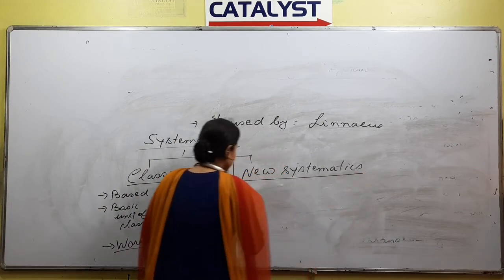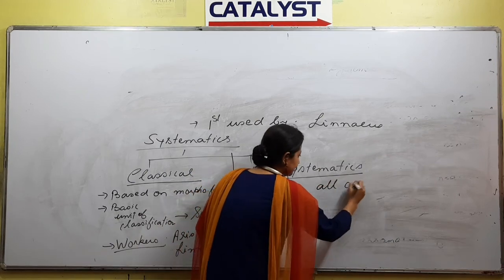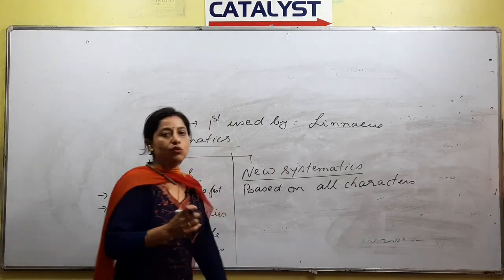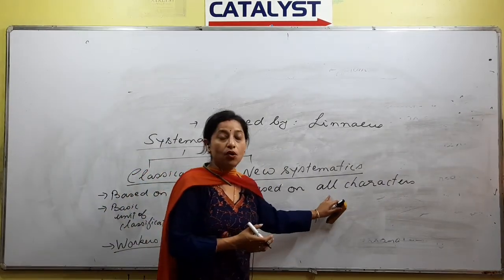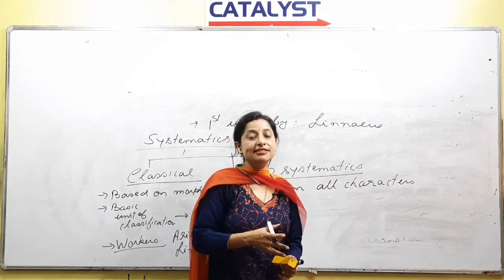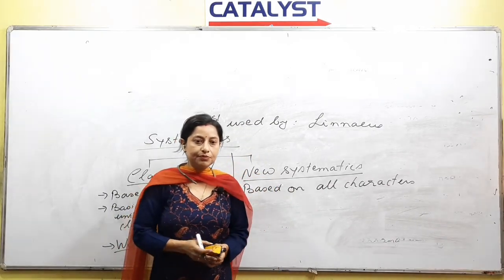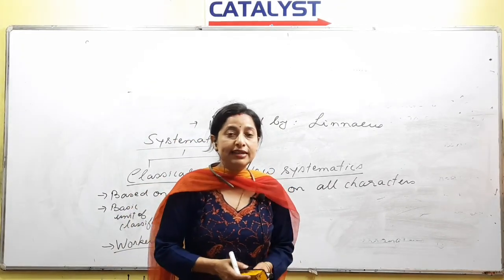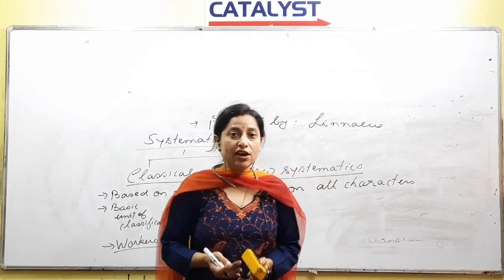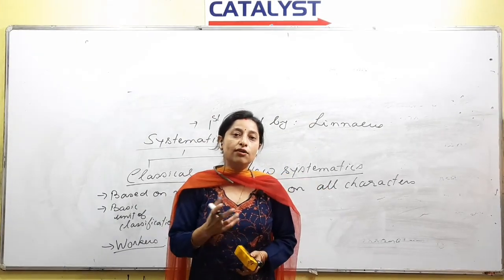Next is new systematics. It is based on all characters, right? Here we wrote based on only morphology, and here based on all characters. What do we understand by all characters? Which characters are we talking about? We are talking about morphology, anatomy, physiology, ecology, and along with these, one more thing is considered, which is called phylogeny.